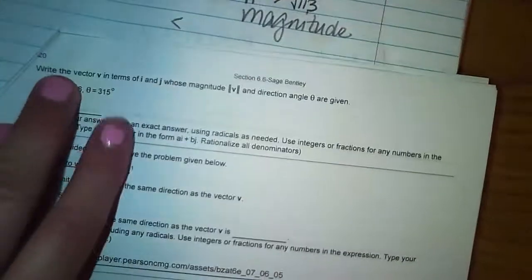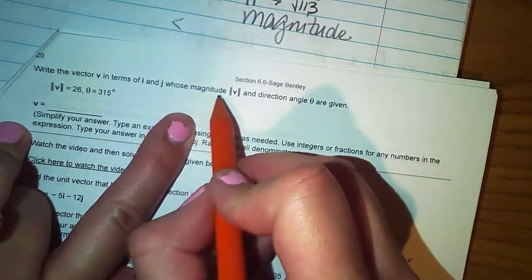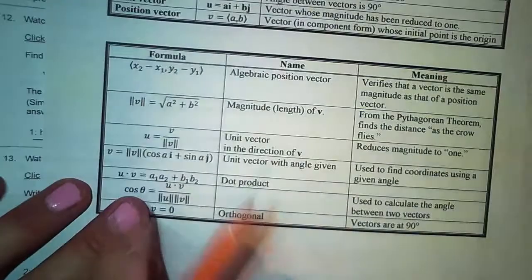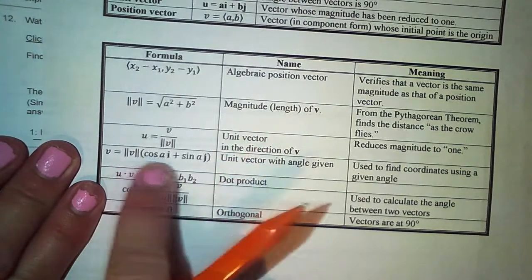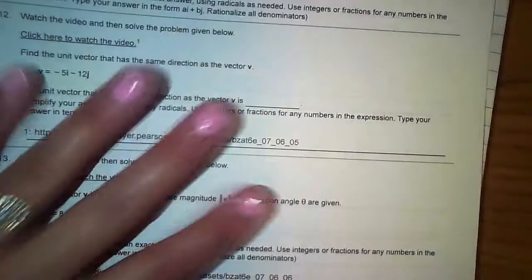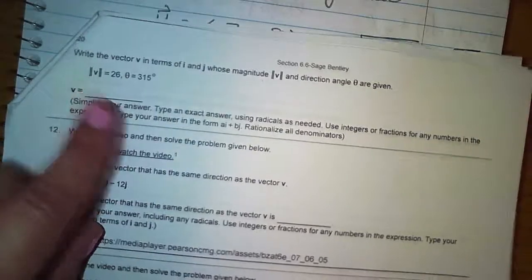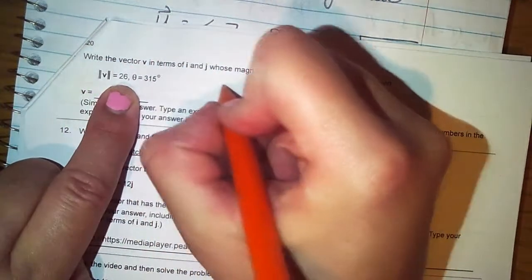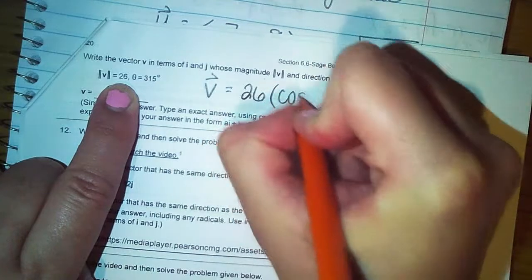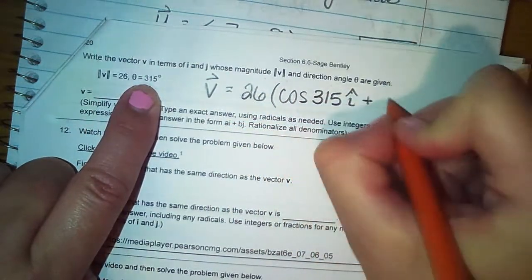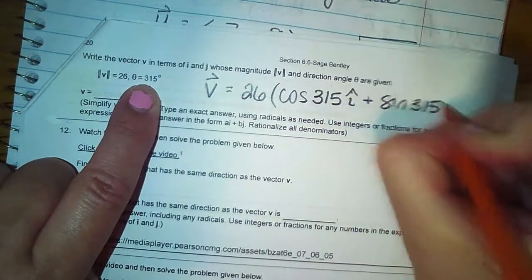All right, so find the vector v in terms of i and j, whose magnitude and direction angle are given. So this is actually a formula that you have. So I need to take its magnitude times cosine alpha i plus sine alpha j. And that is all we're going to do. So what is this thing's magnitude? This thing's magnitude is 26. Okay? So I've got vector v is 26 times the cosine of 315 i plus the sine of 315 j.